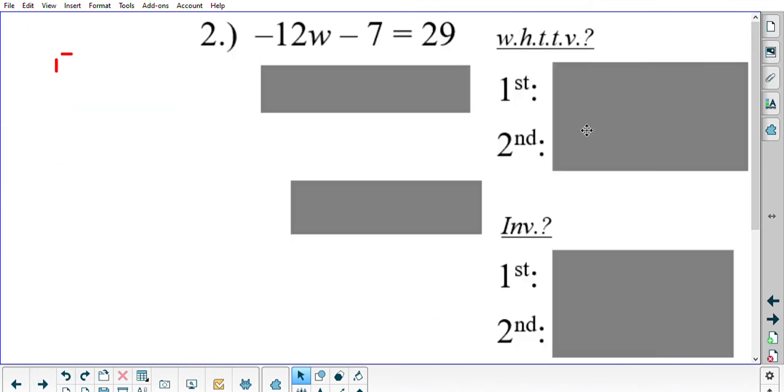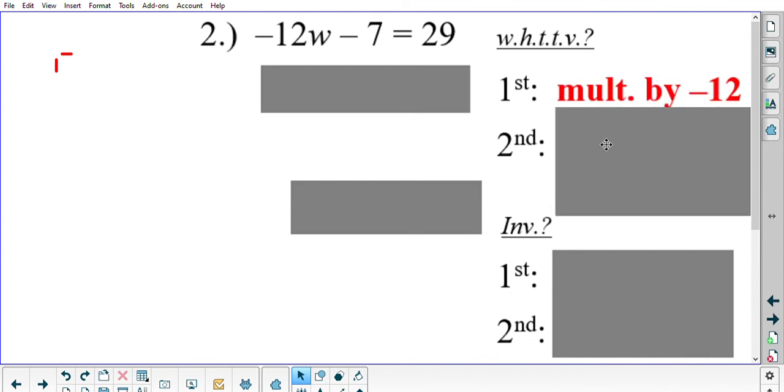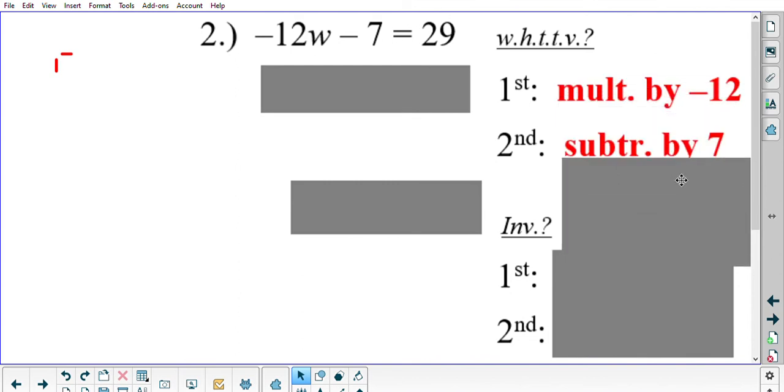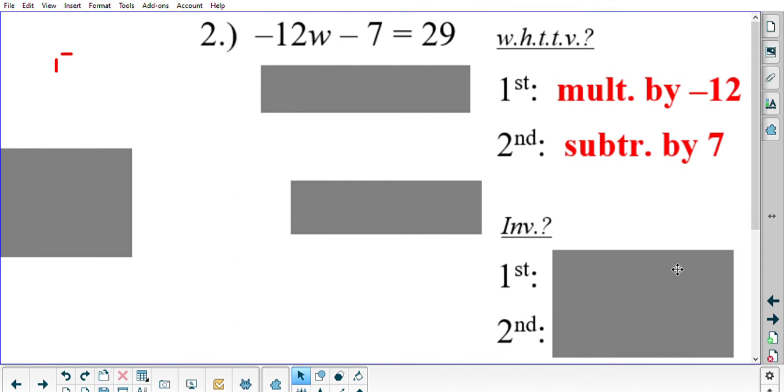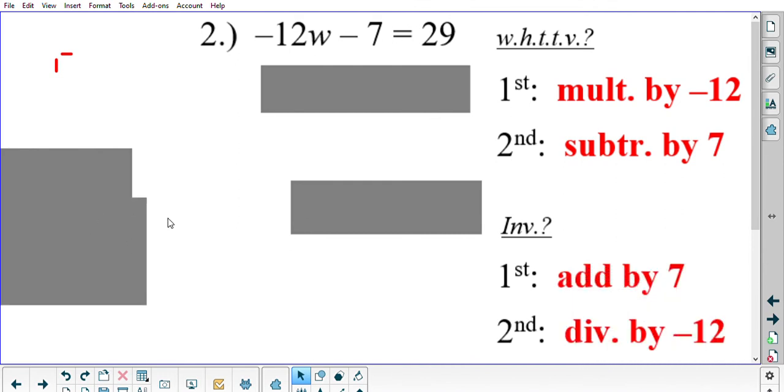Number 2, for those of you who did this problem. First thing happening to the variable was being multiplied by negative 12. Second thing, subtracted by 7. First inverse, add by 7. Second inverse, divide by negative 12.